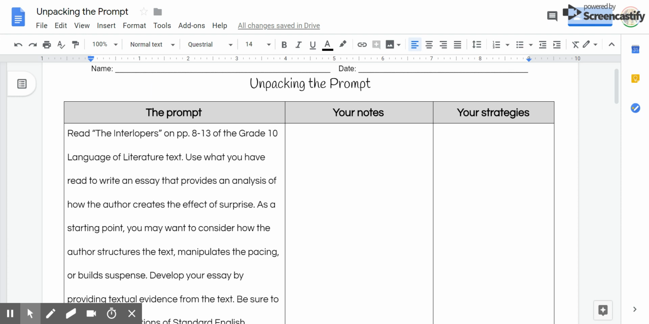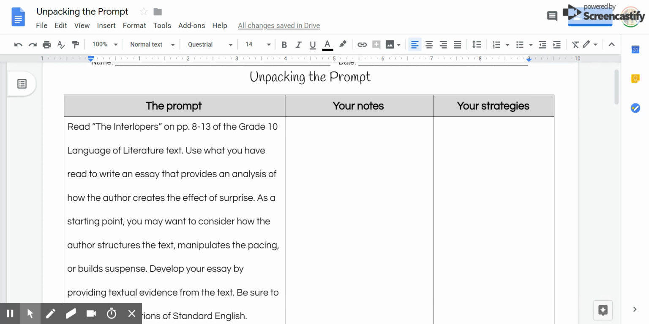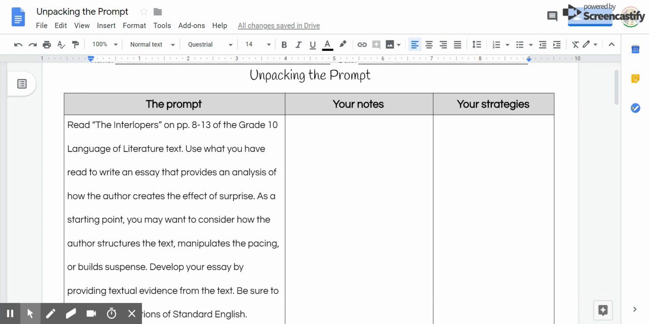When we left off, I had modeled how to break down a prompt using an SAT prompt, and now what you're going to do is break down a prompt that is the prompt that you were given. For this part, I want you to do it. We're going to come to class tomorrow, if you're in period 1, and talk about how you did it.